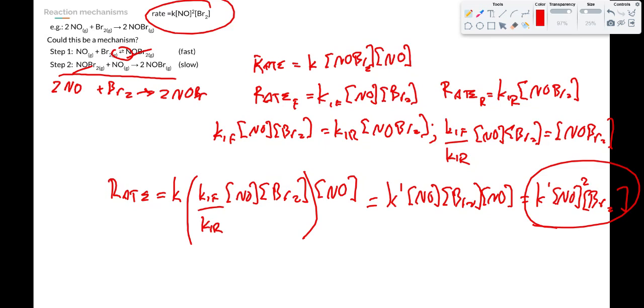And so both of the checks that we need to happen, one, that they add up to the overall reaction, and two, that the rate law for the slow step matches the experimental rate law, both of those things check out. So it is a possible mechanism.